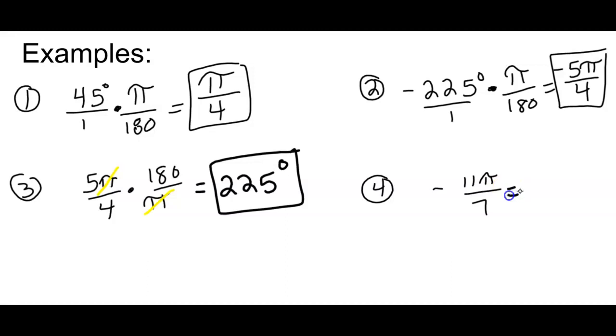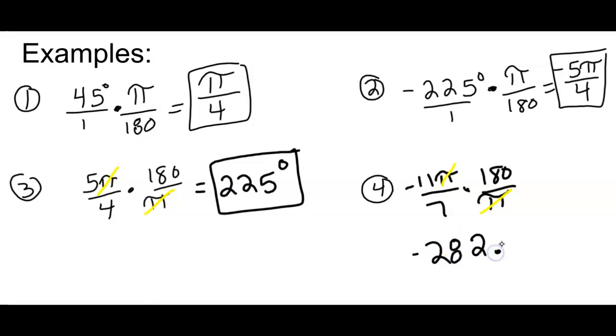Okay, and then the last one here. I know it's in radian because I can see pi. I'm going to multiply by 180 over pi. Again, these units of radians are going to cancel off, and then we're just going to punch it in our calculator. Negative 11 times 180, and then we're going to divide by 7. So negative 282.857, so we'll say negative 282.9, just to round it to the nearest tenth.